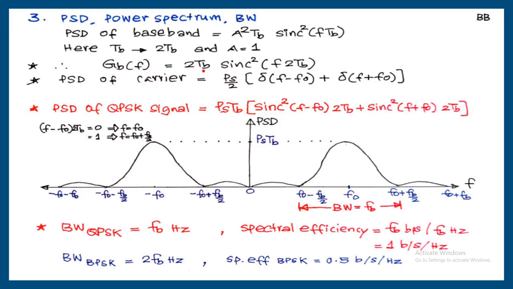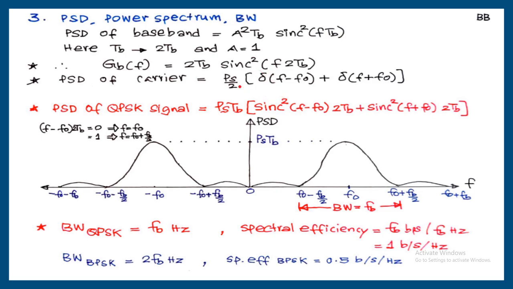Now, for getting the PSD of QPSK, we need the convolution between these two. For doing convolution, first the constants should be multiplied. So 2TB into PS by 2, that is PS TB. It is written here, PS TB. Next, sinc squared(f 2TB) convolved with delta(f minus f naught). So only replace this f with f minus f naught. So the answer is sinc squared((f minus f naught) 2TB).